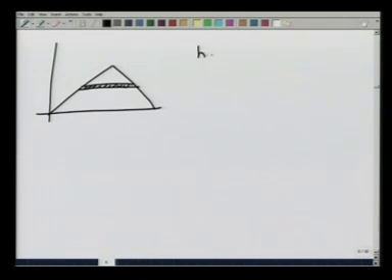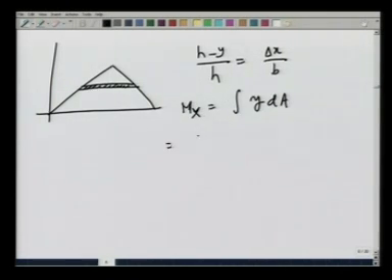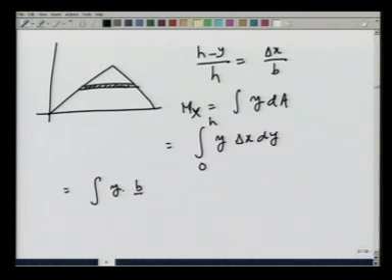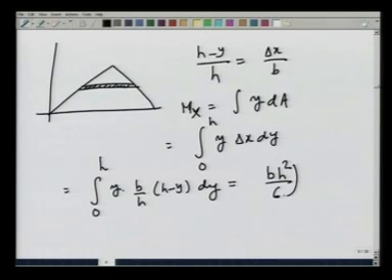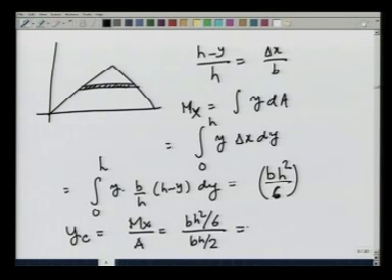We got h minus y divided by h equals delta x divided by b, and m y or m x is going to be equal to integration y dA, which I can then write as y delta x dy, y varying from 0 to total height h, and this comes out to be y delta x is b over h times h minus y dy, and you do this, this comes out to be b, y varies from 0 to h, this comes out to be b h square over 6, and therefore, y c is going to be m x divided by the total area, which is b h square divided by 6 over b h divided by 2, which comes out to be h over 3.